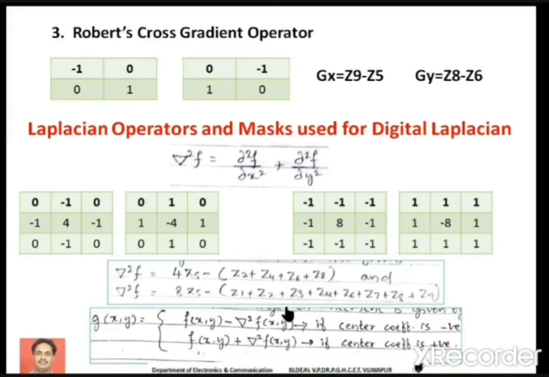Any doubts? If you have, you can ask me. Students, you may expect a question like this: explain spatial smoothing filters. There you have to explain smoothing filters, that is the averaging filter and weighted averaging filter, along with nonlinear filters. They are median, max, min and midpoint. And if you get the question as explain sharpening spatial filters, you are supposed to explain the gradient operators as well as Laplacian operators.